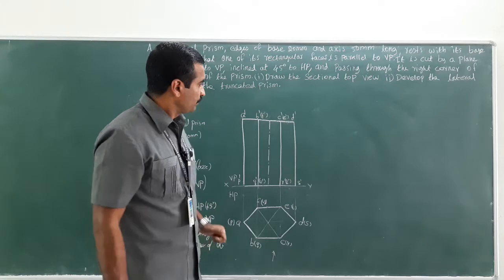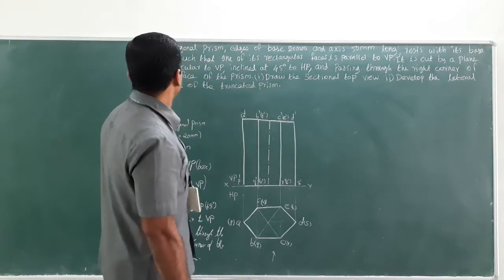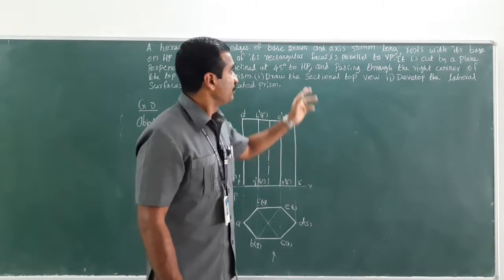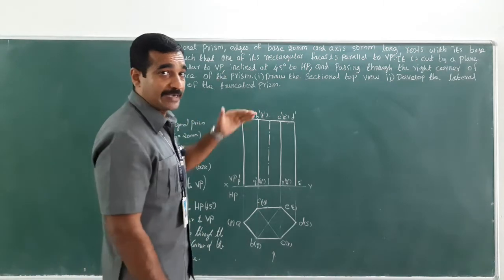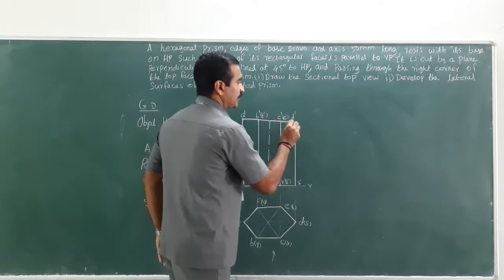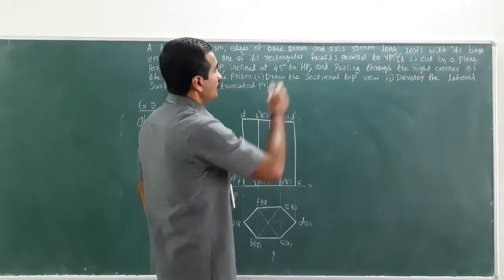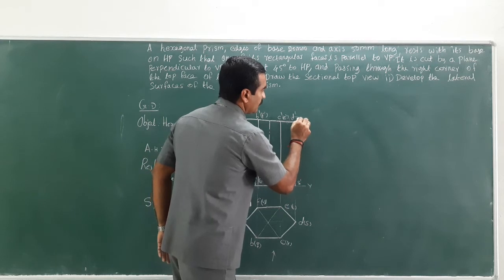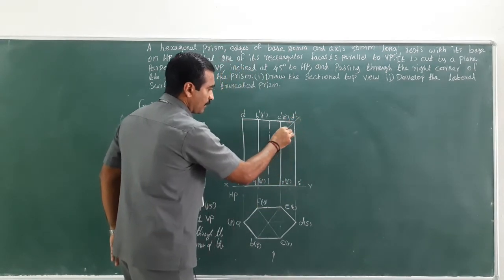Clear? Now, a section plane is cut perpendicular to VP and inclined 45 degree to HP and passing through the right corner of the top face of the prism. Right top corner. So this is the right top corner. So keep your protractor in this manner. What is the angle? So 45 degree, isn't it? Take 45 degree and just draw a line.